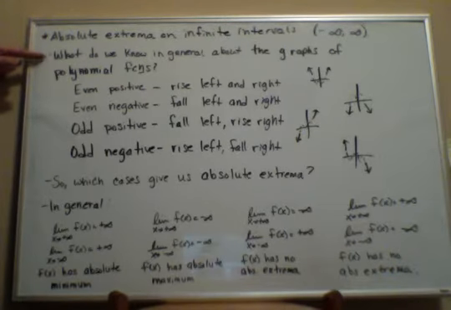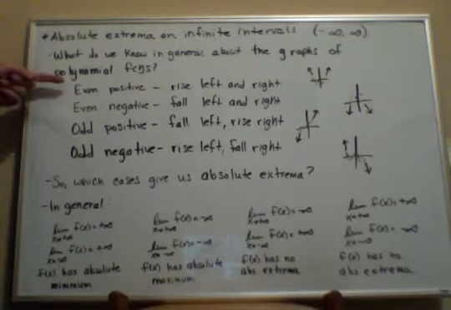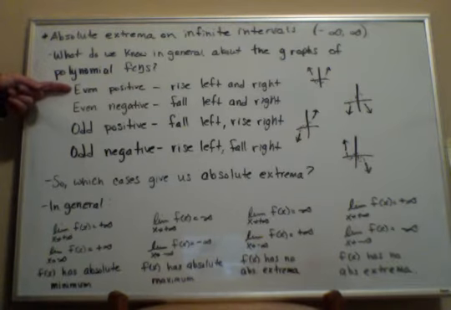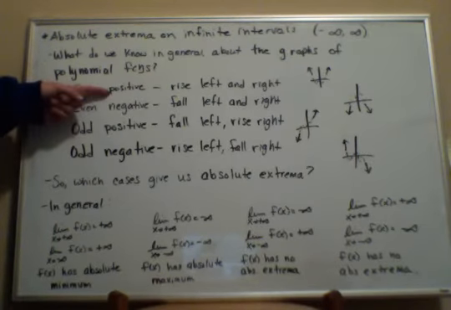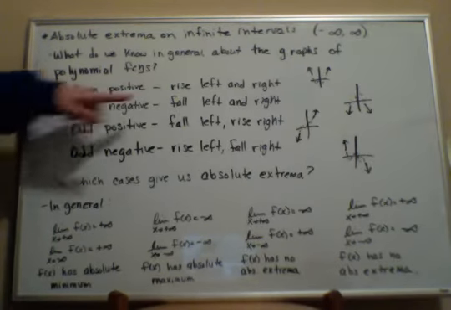What do we know in general about the graphs of polynomial functions? We're going to start talking specifically about polynomial functions and then we'll look at other ones later. Well, we know if the degree of the function is even and the leading coefficient is positive, this function will rise to the left and the right. So it'll look something like this.